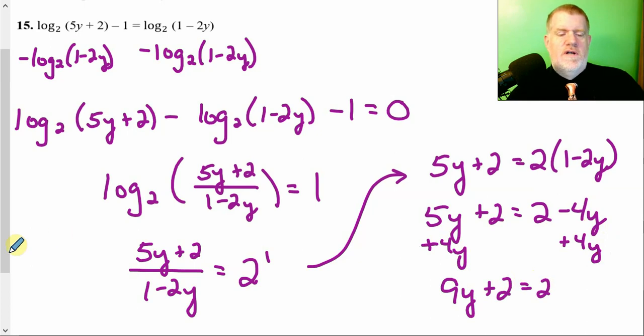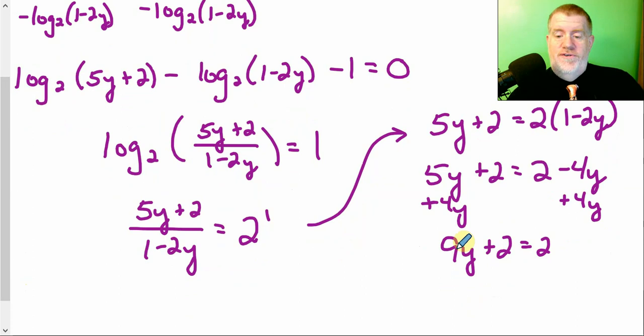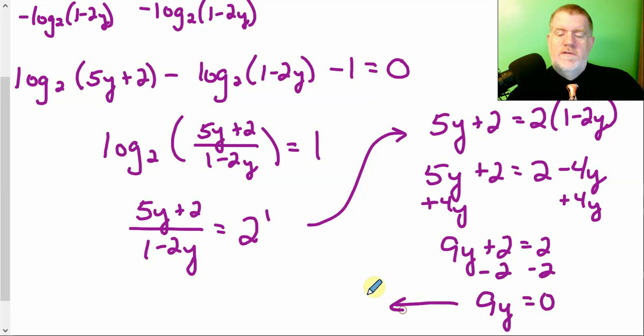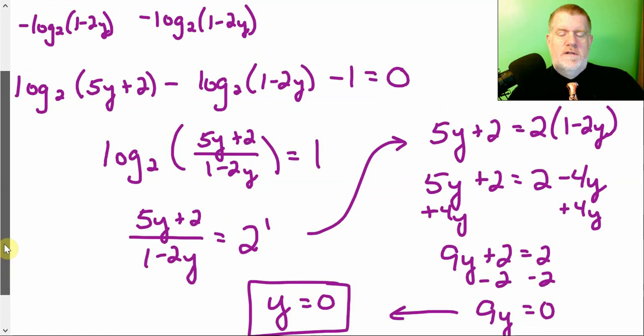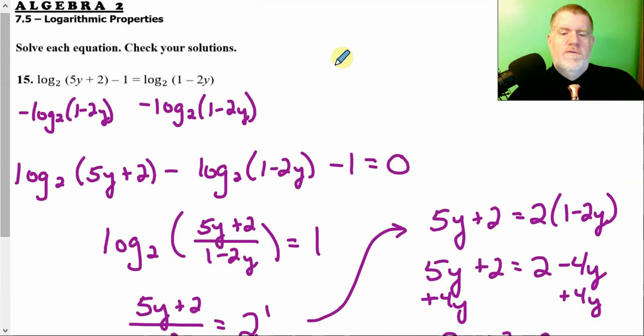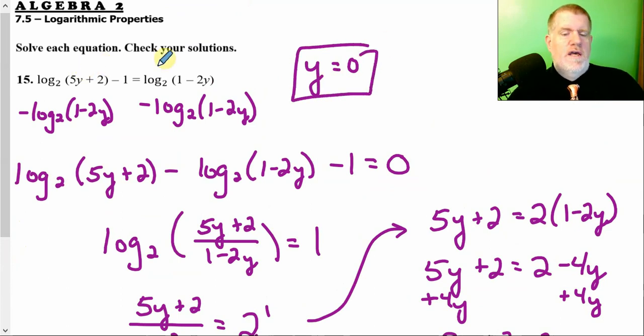Well, that seems weird. There's only one way for 9y plus 2 to equal 2, and you'll see that in a second. Subtract 2, get 0. Well, it's got to be 0. Now, does 0 work? Right, so I got y equals 0. Does that work? If I plug 0 in here, I get 2. Okay. I plug 0 in here. Ooh, that was a little scary, but 1 minus 0 is positive. So y equals 0 is all right.